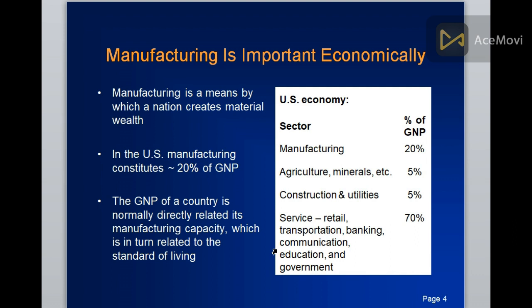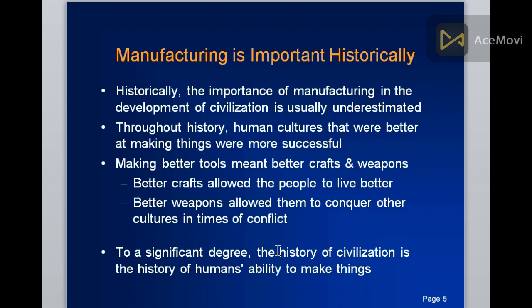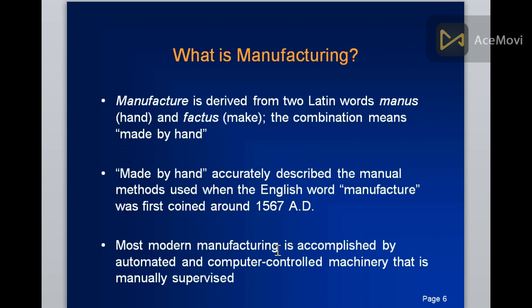How is manufacturing important economically? There are some census reports. Manufacturing is the means by which a nation creates material wealth. Historically, it is important because every civilization has made something, manufactured something. There are different techniques, some new, some old. So these are all basically manufacturing techniques. Historically, we get some major concepts for manufacturing processes.